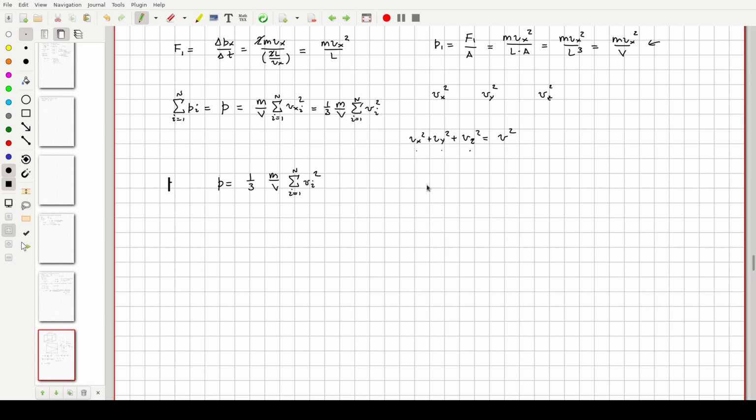Now, I want you to think about what an average is. When you take the average of something, what you do is you sum up how many things you have, and then you divide by the number of them.